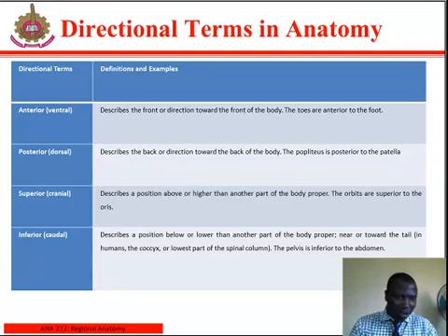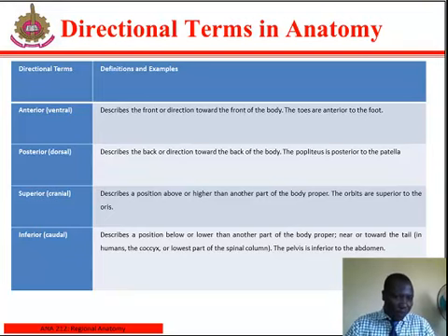Let's start with number 1. We have the anterior, which describes the front or direction towards the front of the body. For example, the toes are anterior to the foot. We have posterior. It describes the back or direction towards the back of the body. For example, the popliteus is posterior to the patella. Then we have superior. It describes a position above or higher than another part of the body proper. For example, the orbits are superior to the oris.